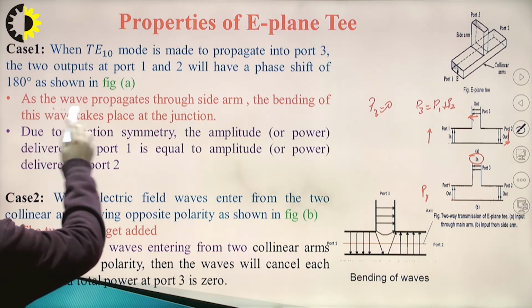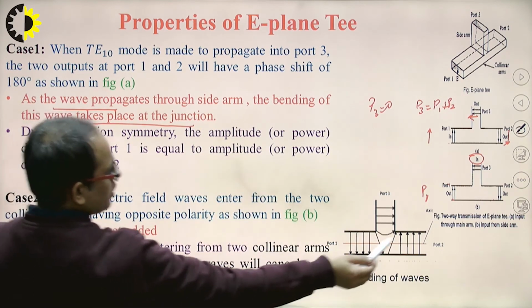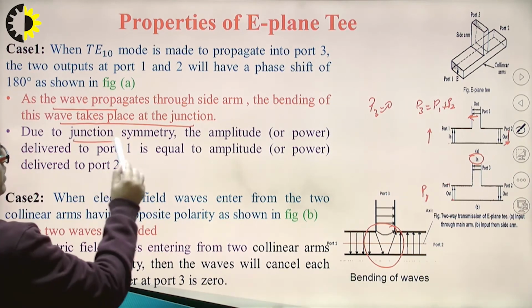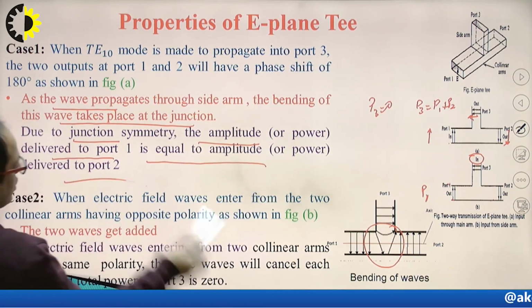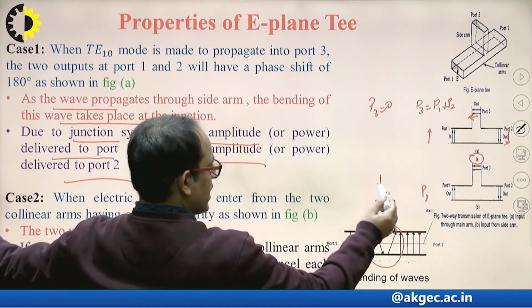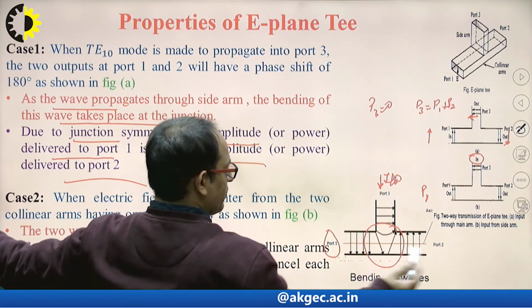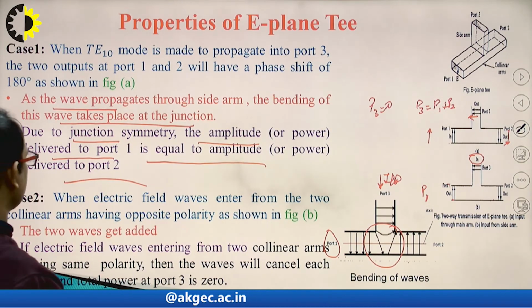Now see, as the wave propagates through the waveguide, the bending of this wave takes place at the junction. Due to the junction symmetry, the amplitude or the power delivered to port 1 is equal to port number 2, meaning both have the same power. If this acts as an input, the outputs at P1 and P2 will have the same amplitude, but of opposite phase.